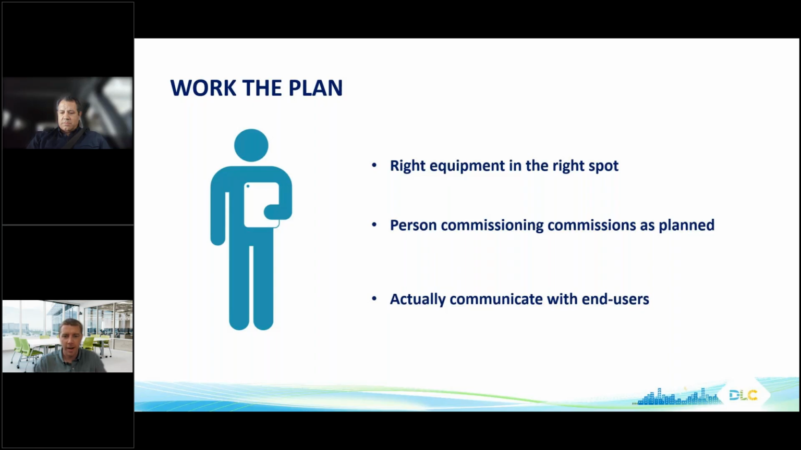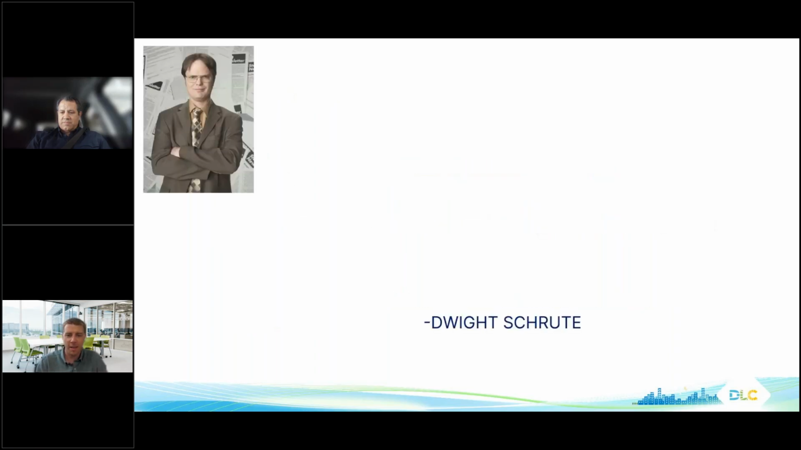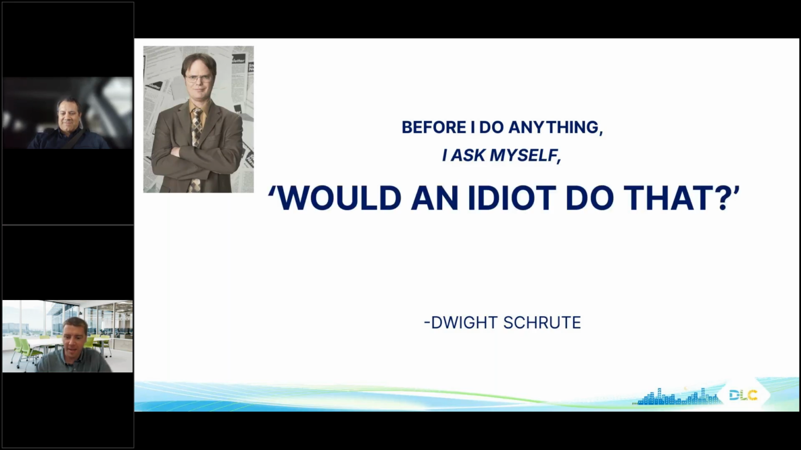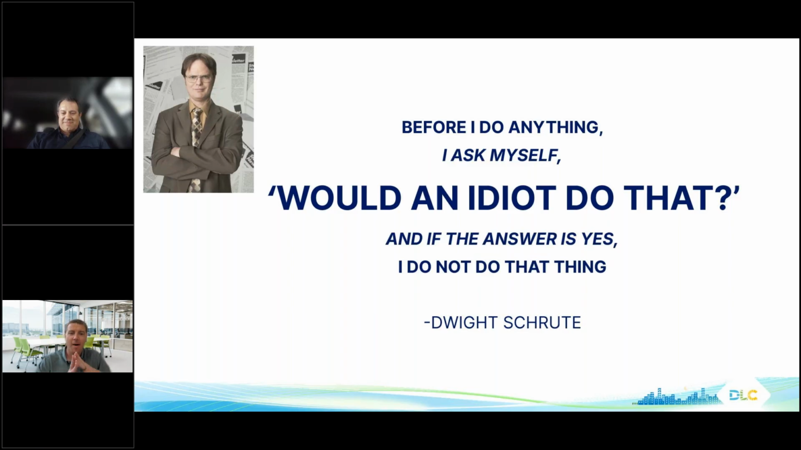All right, this is my favorite slide coming up. I can't believe they let me put this in here. But my favorite Dwight Schrute quote: before I do anything, I ask myself, would an idiot do that? And if the answer is yes, I do not do that thing. And I like this because, one, it's a little bit funny, but two, I think most people out there are actually pretty smart, and the mistakes don't happen through lack of intelligence. They just happen through either lack of planning or communication or coordination. And I just wanted to put that out there because those are the pitfalls that make something not successful.